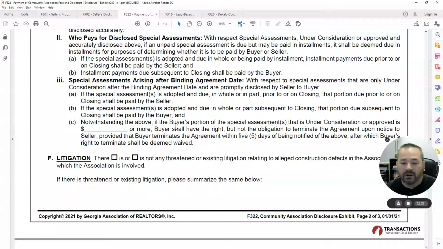Then we've got a little clause in here that says if something new comes up after going under contract, where something is considered or approved as a special assessment, if it's more than this amount, the buyer will have the right to terminate the contract. So we go under contract, the seller gets a notice that every homeowner is going to be charged $2,000 to renovate the clubhouse. Okay, well, if this were $500 or more, the buyer can now choose to still buy the house because they're going to have to pay that $2,000 when the work is ready to be done, or they can terminate the contract without penalty within 5 days of notification.